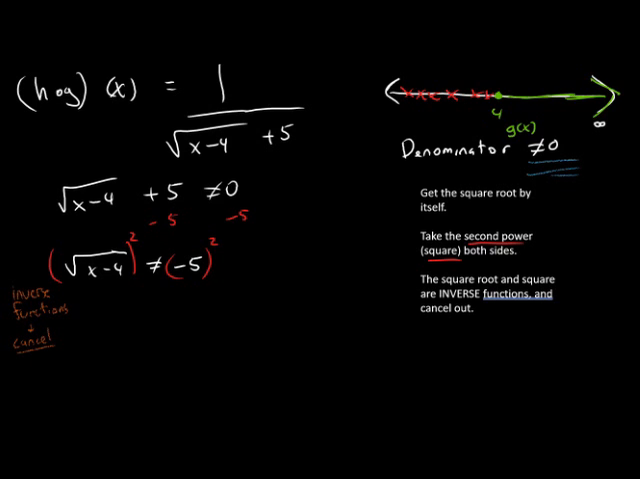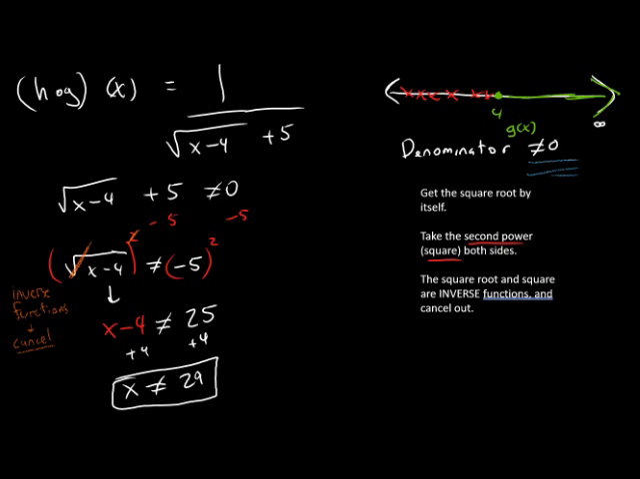This means that we can cross out the square on the left and cross out the square root on the left and end up with just x minus 4 on the left. The second power and the root are now gone. We'll say not equal to, and on the right we'll have negative 5 to the second power, which is 25. Now all we need to do is add 4 to both sides, and we'll get x is not equal to 29. That's our second restriction on the domain.